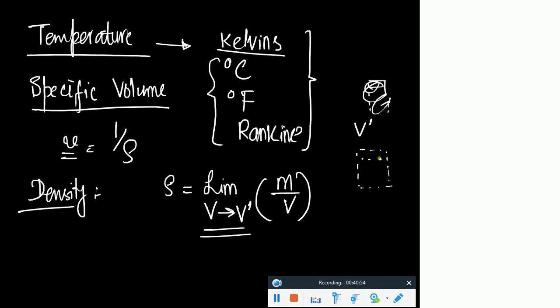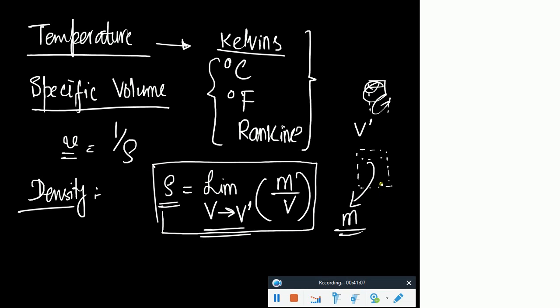For example, if I say that there is this much mass within that small volume, then I would say this is density. This is the technical definition of density, and I'm assuming that the system is behaving as if it is a continuum. It's a continuous media. It is not a summation of a few particles. It is just behaving as if it is a continuum.